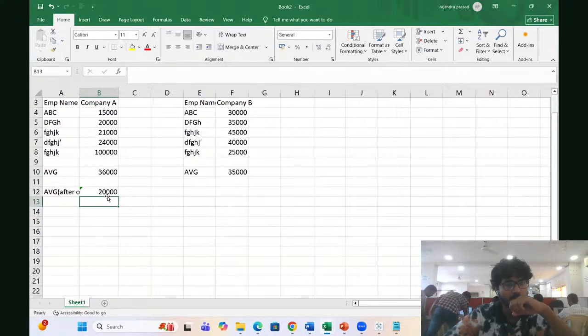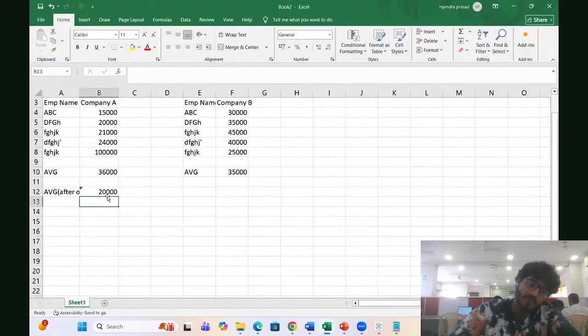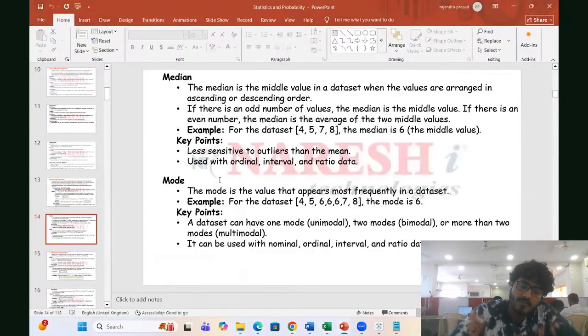Like this, if you keep on talking, there are so many problems with the mean. Clear? So whenever you want to find the central point, if there are no outliers, then you can go by using the arithmetic mean. If you see outliers, then you have to go by using the median. Okay, let's see what the median is.